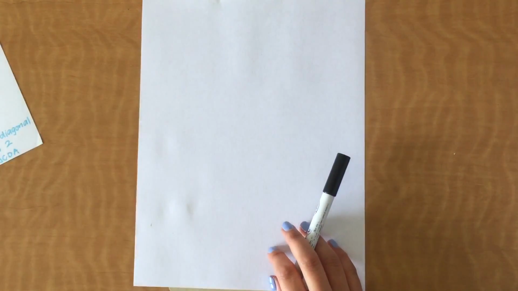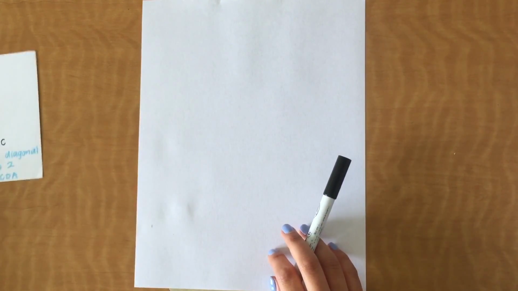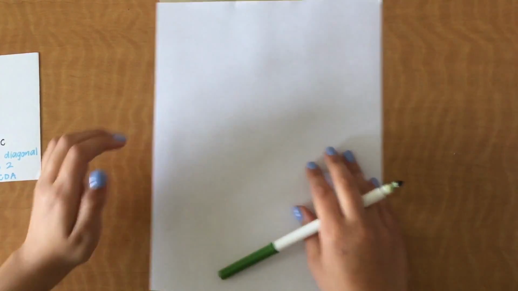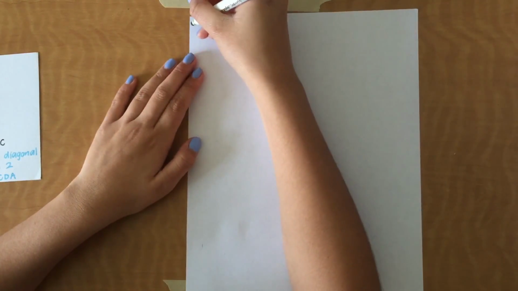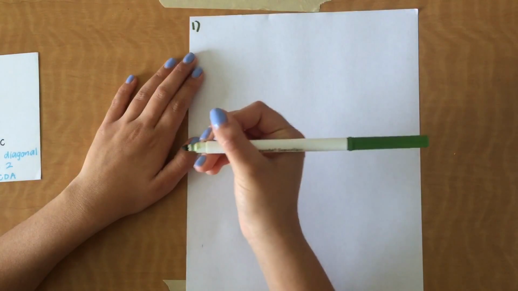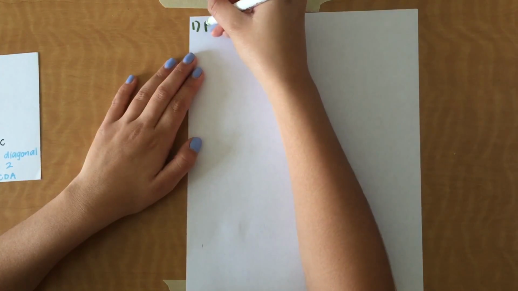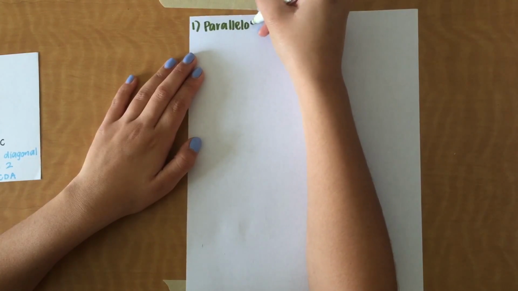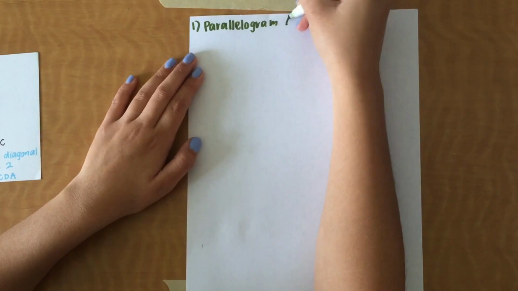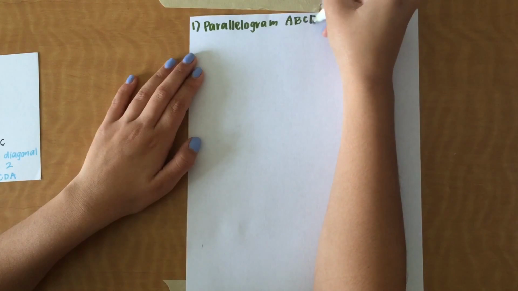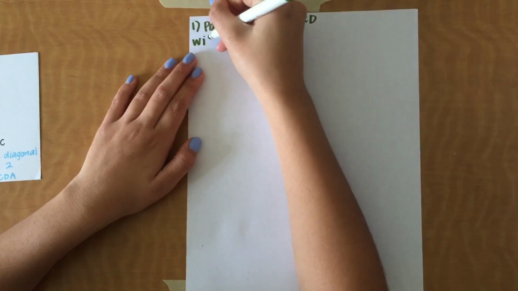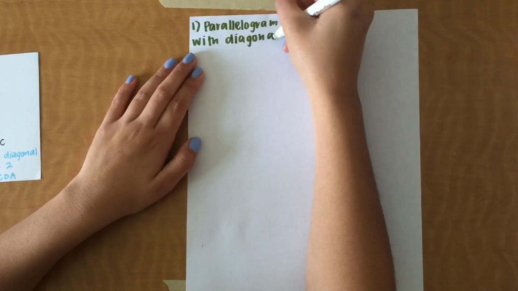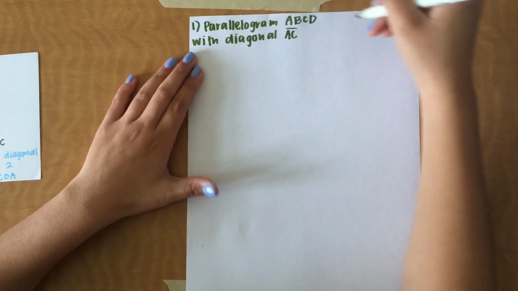So let's write that down. So first, let's write down what's given. We have parallelogram ABCD with diagonal AC, and this is given.